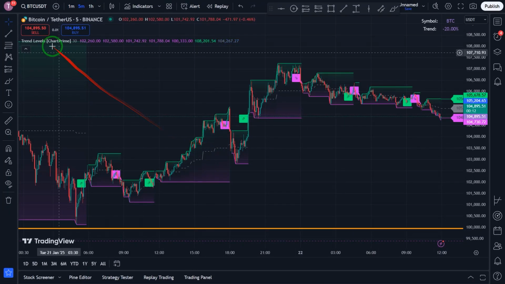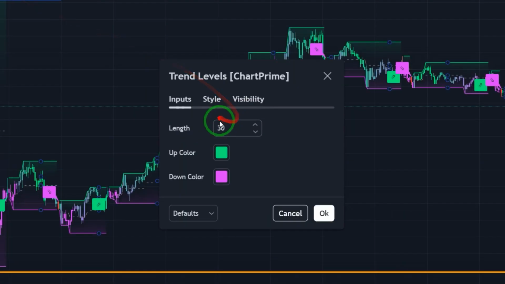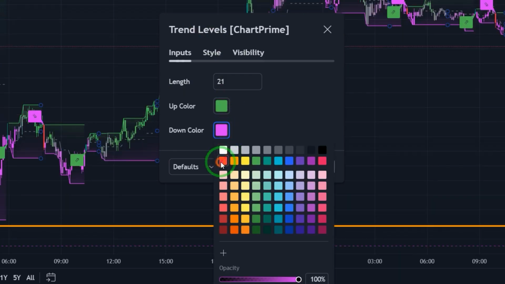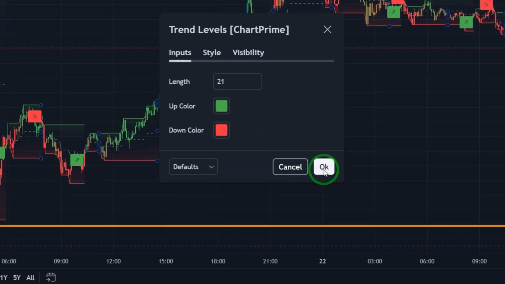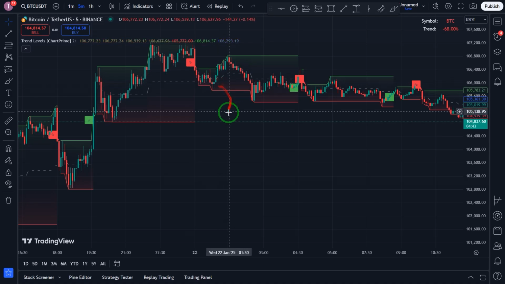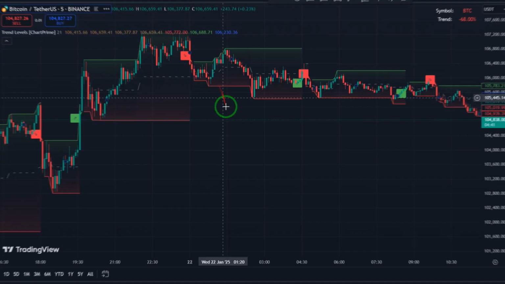To optimize it, go to the settings and adjust the length to 21. This provides more signals, but keep in mind more signals can sometimes mean less accuracy. Customize colors to fit your chart style. For a cleaner view, disable unnecessary elements in the TradingView chart settings under the Symbol tab.